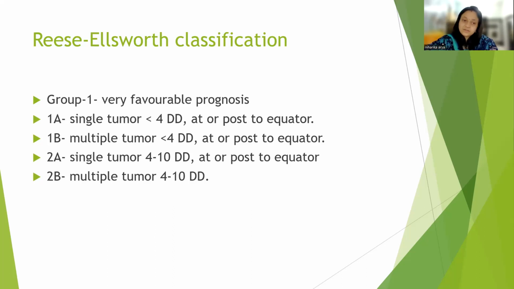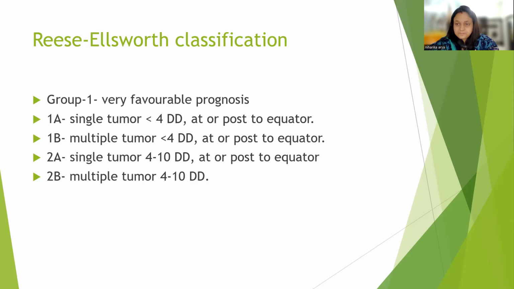The Ellsworth classification includes the grading from 1A to 5A. In 1A, there is a single tumor of less than 4 disc diameter in size, present at or posterior to the equator. In 1B, there are multiple tumors of less than 4 disc diameter, present at or posterior to the equator.